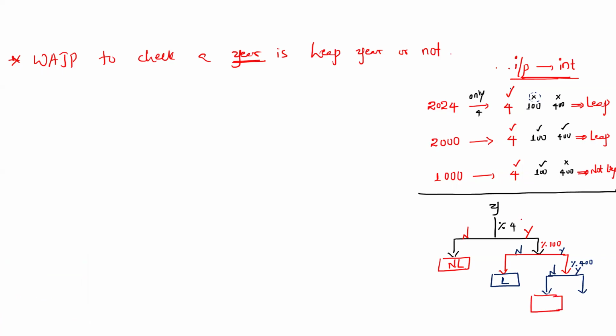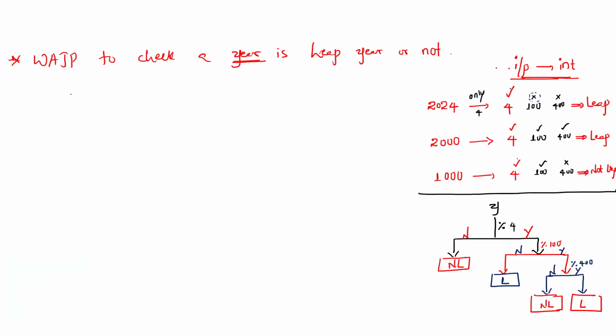4 is yes, 100 is yes, but 400 is no, not a leap year. Are you getting me? This is a scenario where 4 is yes, 100 is yes, 400 is no. Then if all three are yes, 4 is yes, 100 is yes, 400 also yes, then it's a leap year. That's all. If you understand the above one or this one, it is very easy to write the program.